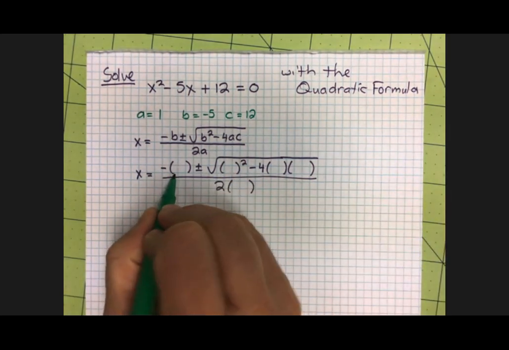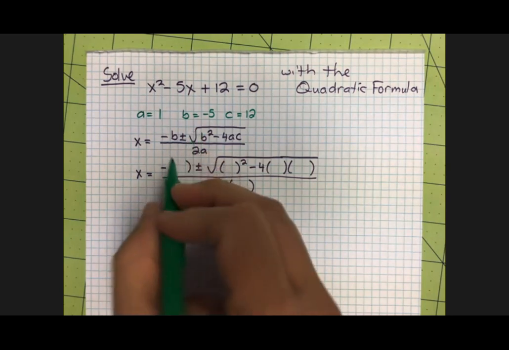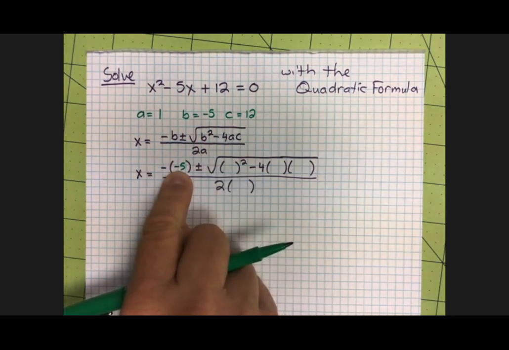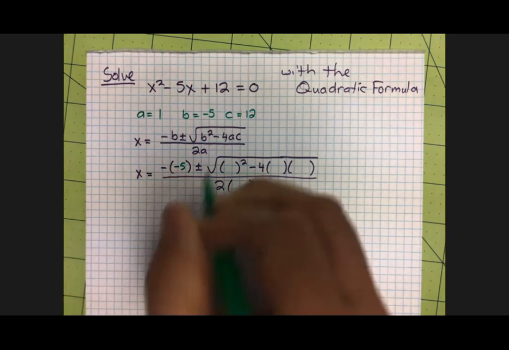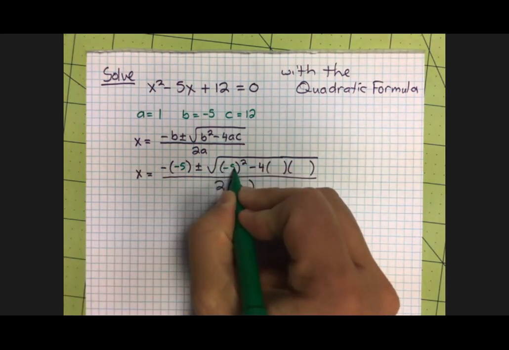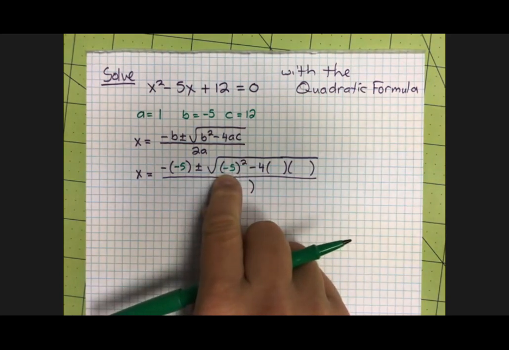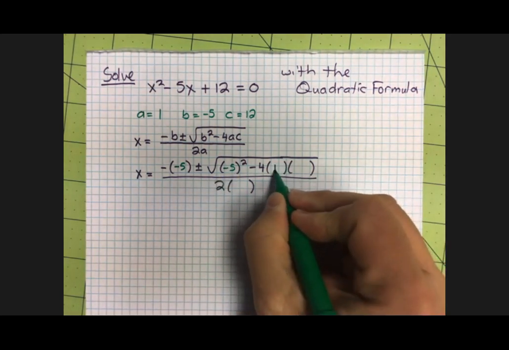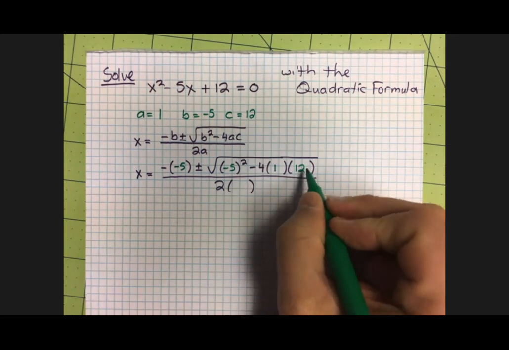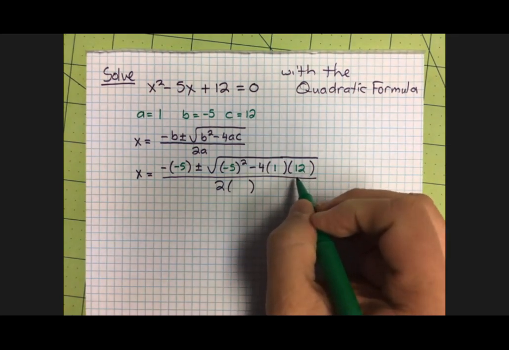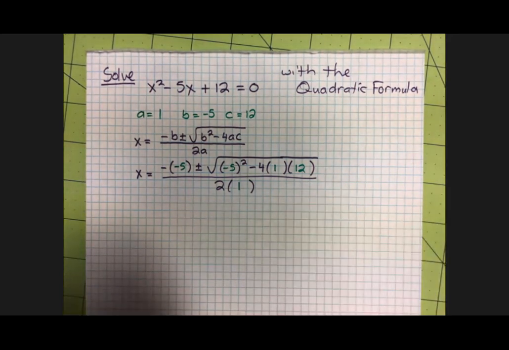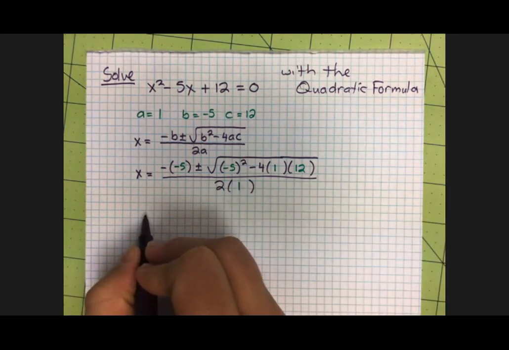Now I'll put in the numbers. Say the b is -5. So right off the bat, I have -(-5). That'll turn into a +5. The (-5) squared is going to turn into a +25, not -25, because I'm squaring the minus sign. a is 1, c is 12. That one's not as nasty as the last one. Bottom is 2 times 1.